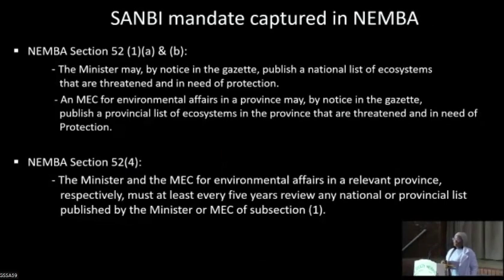Having said that, SANBI's work is given power through NEMBA, section 52, 1A and B, and section 52.4. So these two sections state that the minister and MEC may publish a list of ecosystems that are threatened and in need of protection. And this published list must be reviewed periodically.